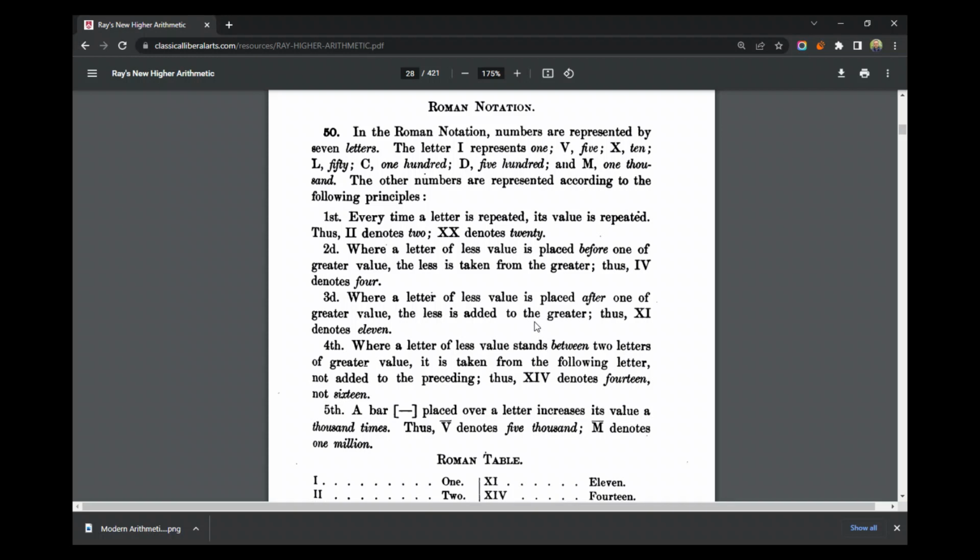The third principle, where a letter of less value is placed after one of greater value, the less is added to the greater. So if the letter I, which represents 1, is placed after or to the right of a letter of greater value, it's added to that greater value. So X represents 10, I represents 1. Here, because the I comes after the X, it's added to the value of the X, making XI 11. If the I was placed on the other side of the X, it would be taken away from the 10, and IX would be equal to 9.